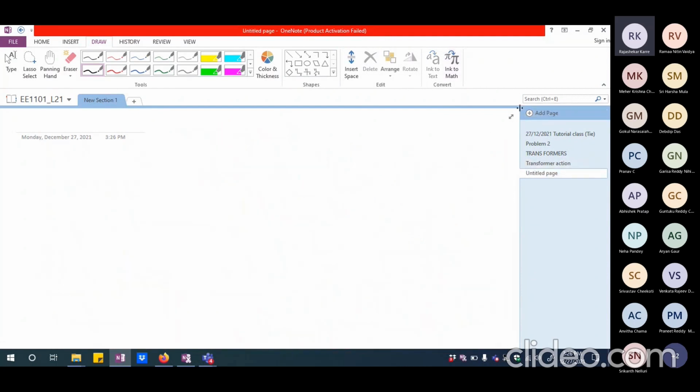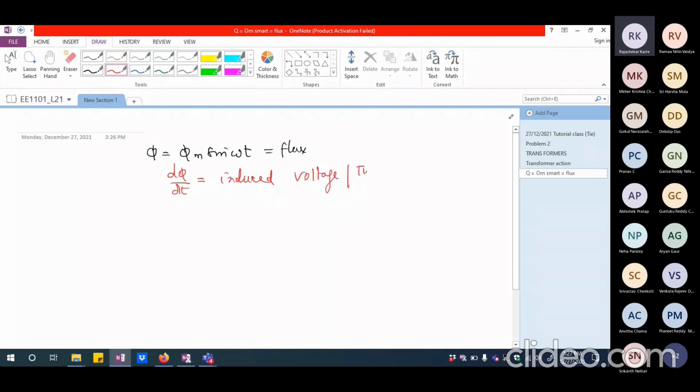In a transformer, if I say that the flux is going to be phi m sine omega t, because I am giving a sinusoidal voltage, so I'm going to have sinusoidal current. If the sinusoidal current is flowing through the transformer, the flux is going to be sinusoidal as well. So this is going to be the flux. As per Faraday's law, d phi by dt is the induced EMF or induced voltage per turn in both primary and secondary.